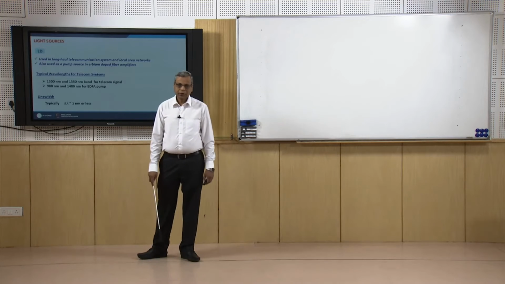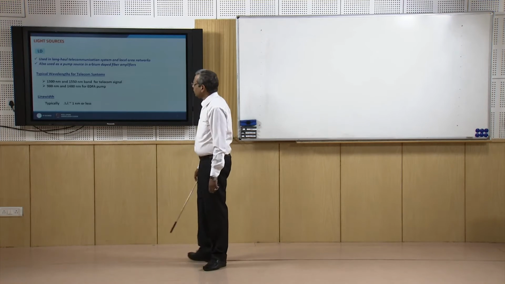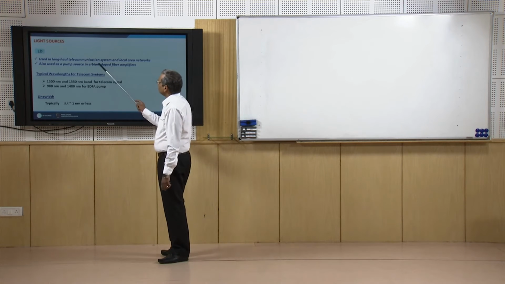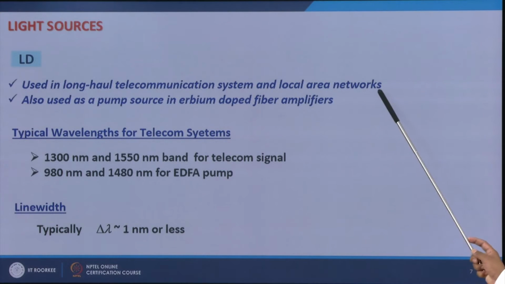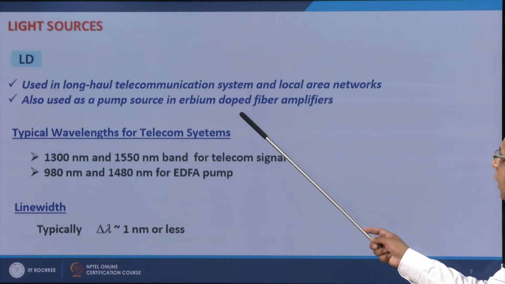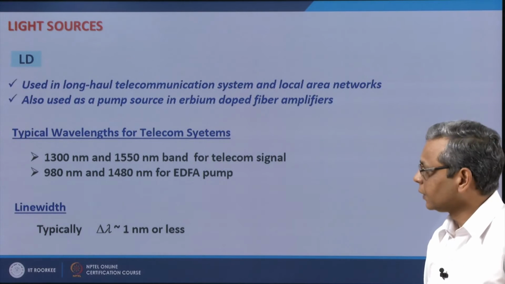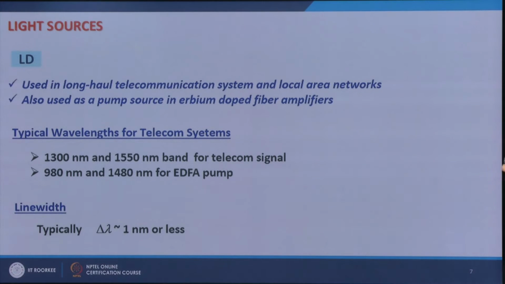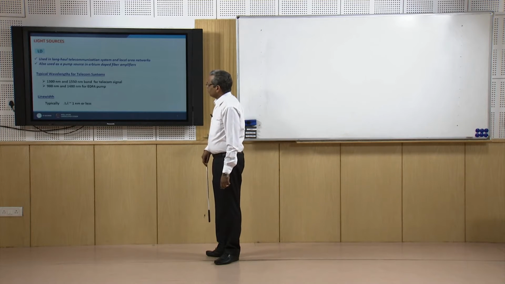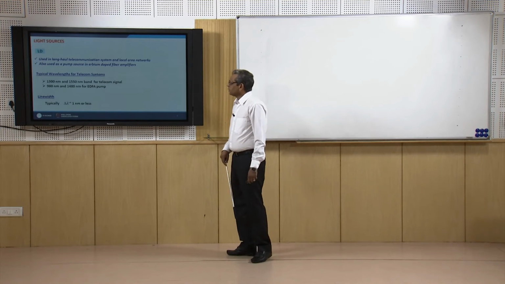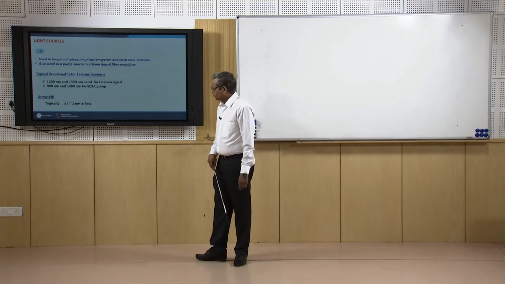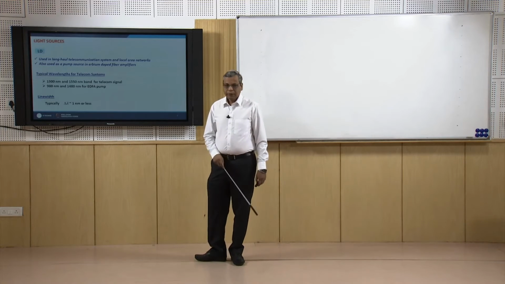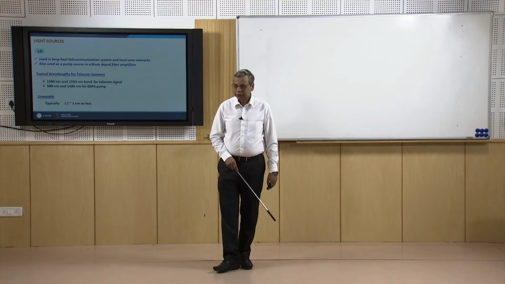Another source for telecom systems is the laser diode, LD, which is used in long haul telecommunication systems and in local area networks. It can also be used as a pump source in erbium doped fiber amplifiers. Typical wavelengths for telecom systems are the 1300 nanometer and 1550 nanometer bands for the telecom signal, and 980 and 1480 nanometers for the EDFA pump. Typical line width of a laser diode is 1 nanometer or less.